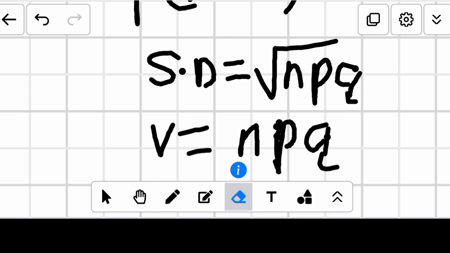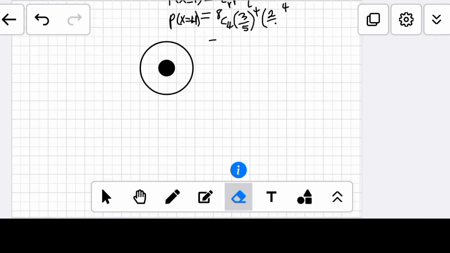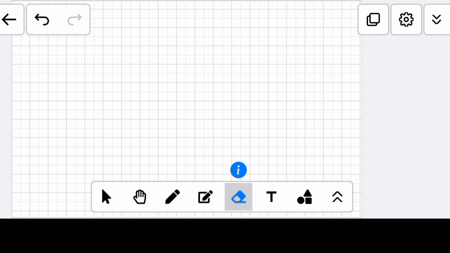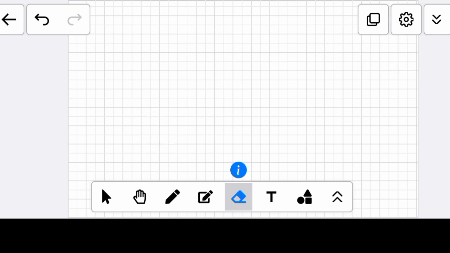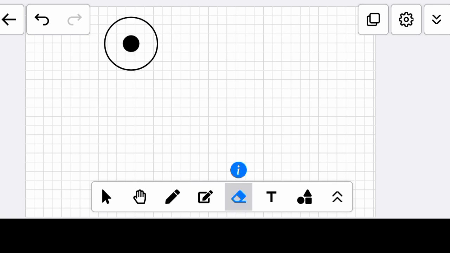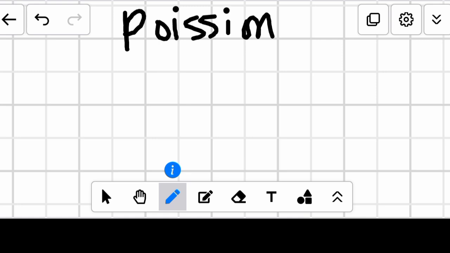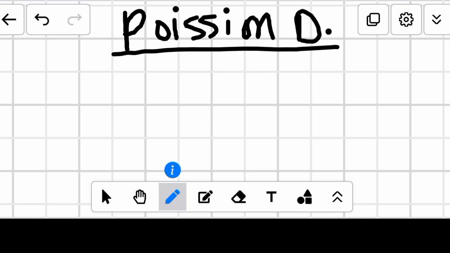So then let's now move straight to Poisson distribution. Now, binomial and Bernoulli's distributions are used when the number of trials is very small. In the case of Poisson distribution, we are talking about when you have a large number of trials and the probability of success is very, very low. Then you can apply the Poisson distribution.